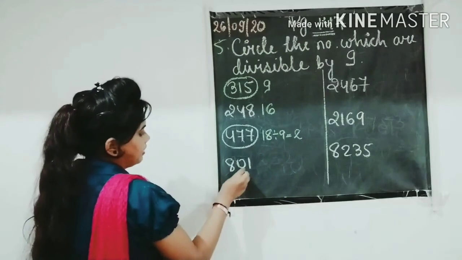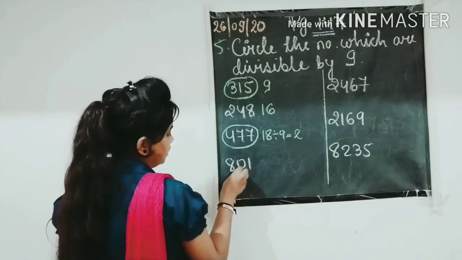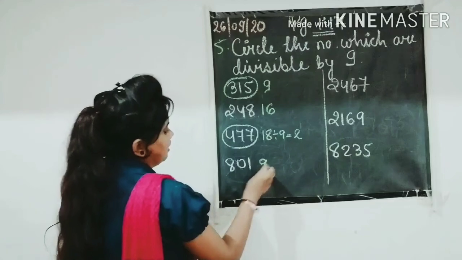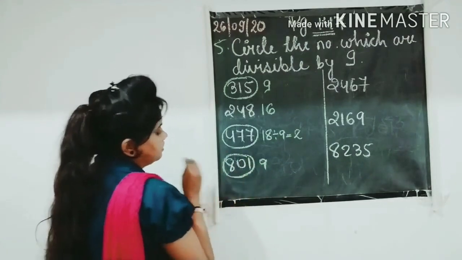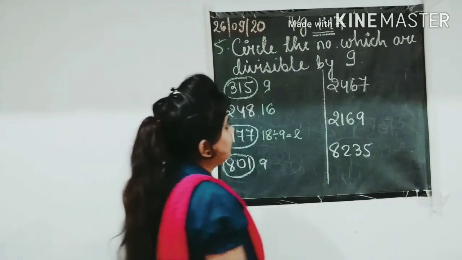Next number is 801. 8 plus 0 plus 1 is 9. So 9 is divisible by 9. So circle the number.